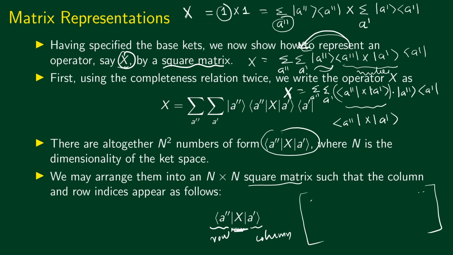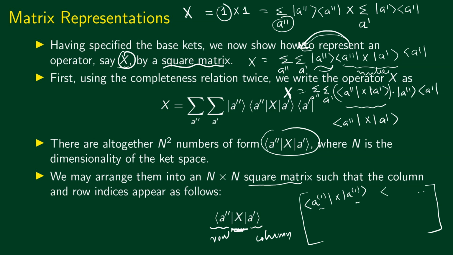We would have bra a double prime x a prime. In order to enumerate it easily, maybe I should write it using the second notation that we introduced. Let's say we have got a bra a1. We have got bra a1 x ket a1. So this is the 1 1 element of this matrix. So it's the first row, first column.